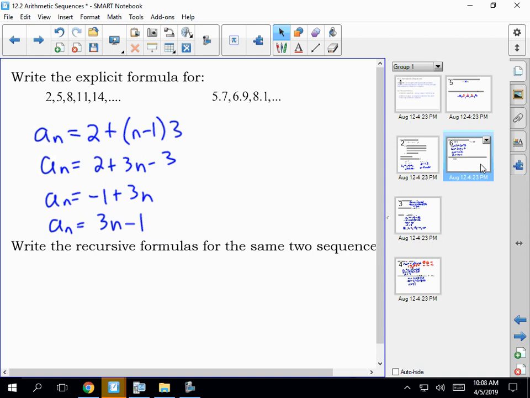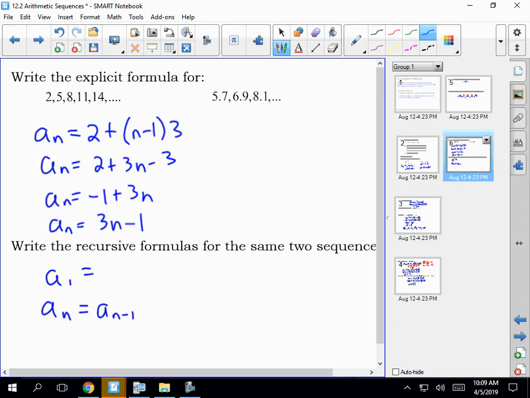Could we write a recursive formula for this one right here? We wrote an explicit one. Could you do a recursive one, where you have a sub 1 equals something, and then a sub n equals a sub n minus 1 plus or minus something? What's a sub 1 here? 2. What do you do to the 2 to get to the next term recursively? Add 3. So that's what it would look like recursively. You'll see a little fancy bracket there. So there it is, just for that one.